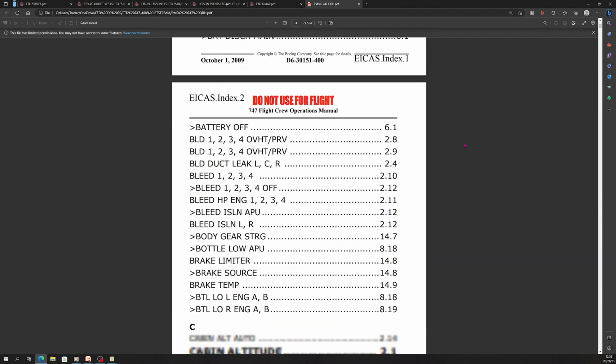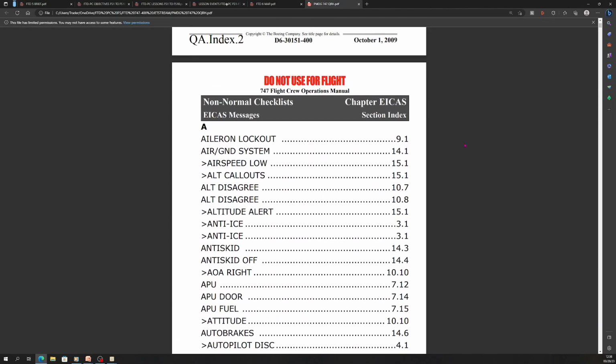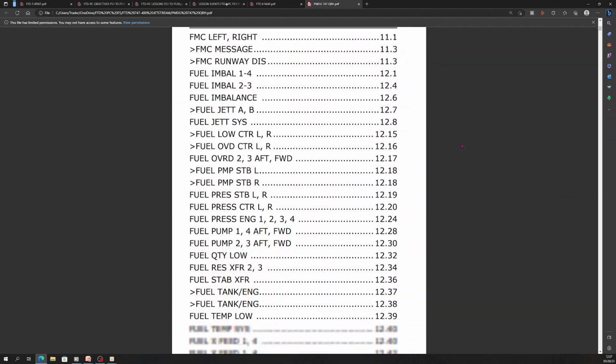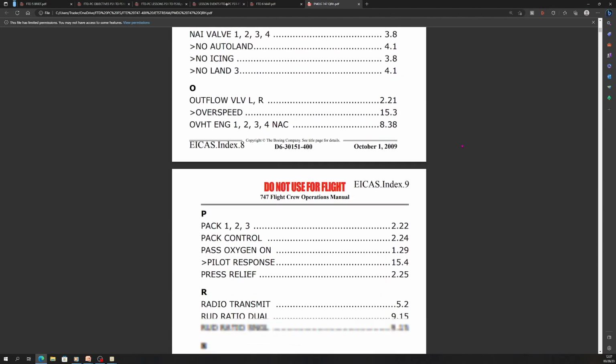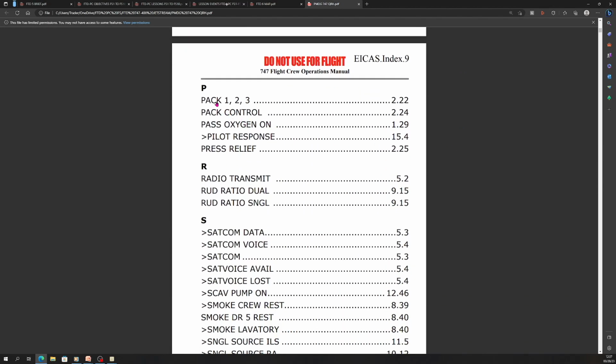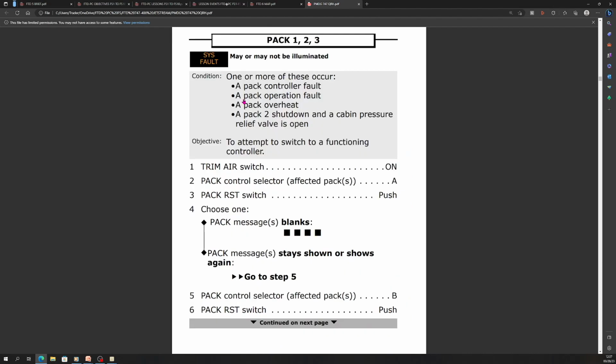Let's go to this one. Let's say we have a PAC problem and we get maybe a PAC 3 message. So we'll go to our checklists, and we get PAC 1, 2, 3. We have PAC 3, so we'll go to 2.22 or whatever it was. And we have a PAC 3 message. We have a system fault light, which may or may not be illuminated.